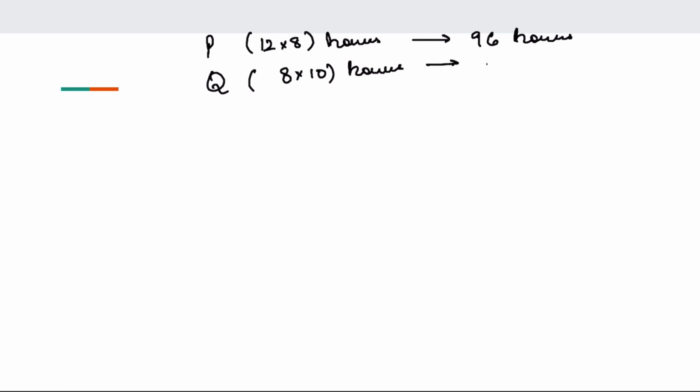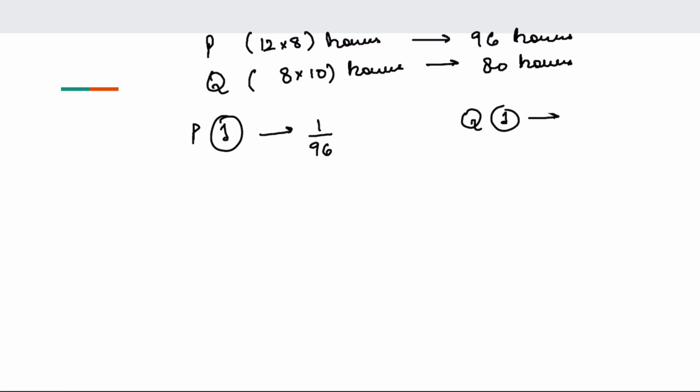And that is 80 hours. Correct. So P's 1 hour work, I'm just writing 1. P's 1 hour work is going to be 1 by 96, as simple as that. And Q's 1 hour work is going to be 1 by 80. As simple as that. Correct?